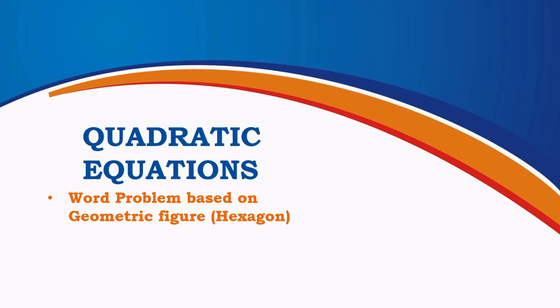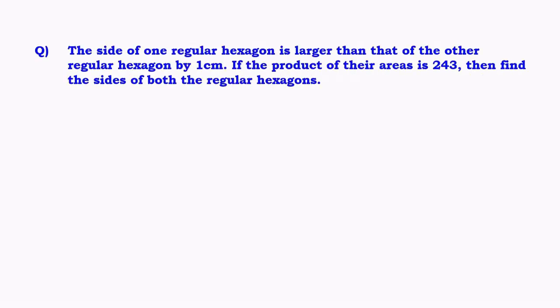Let us begin with the question. Let us read the question carefully. The side of one regular hexagon is larger than the side of another regular hexagon by 1 centimeter. The product of their areas is 243. We have to find the sides of both the regular hexagons.